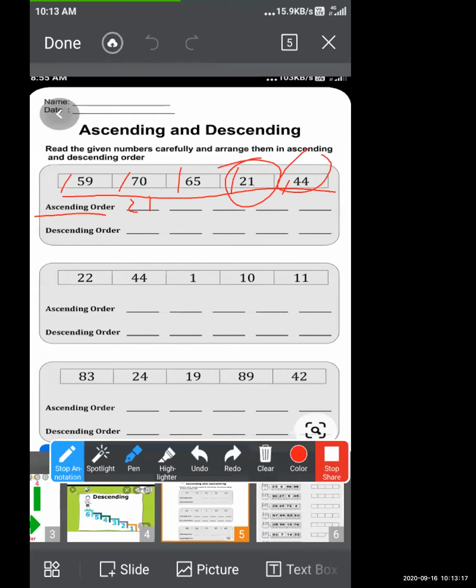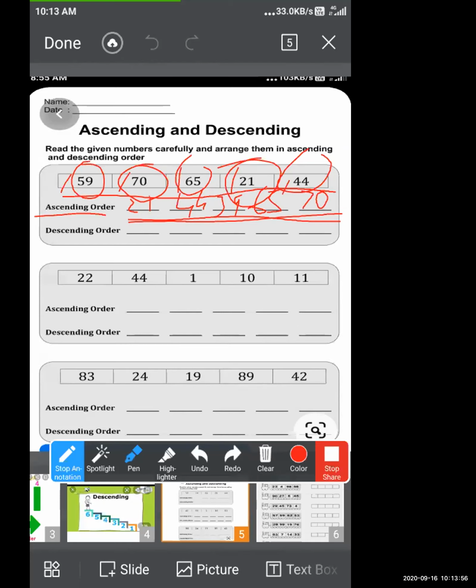So 44. Then after 44, three numbers are remaining. Which number is the smaller number? Yes, 59. Then 65. And the last is 70. See here, ascending order: 21, after that 44, then 59, 65 and 70. It's the ascending order of those numbers.